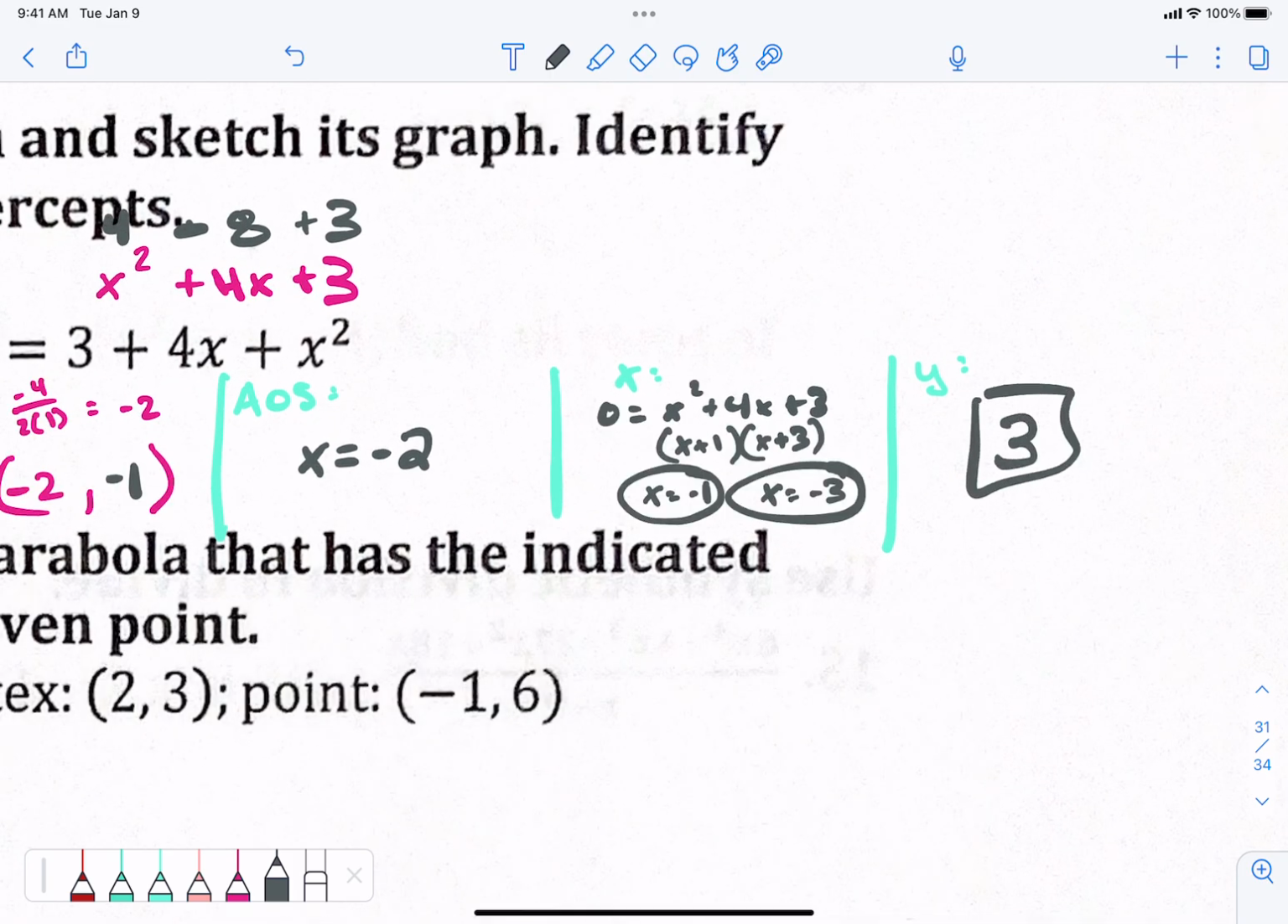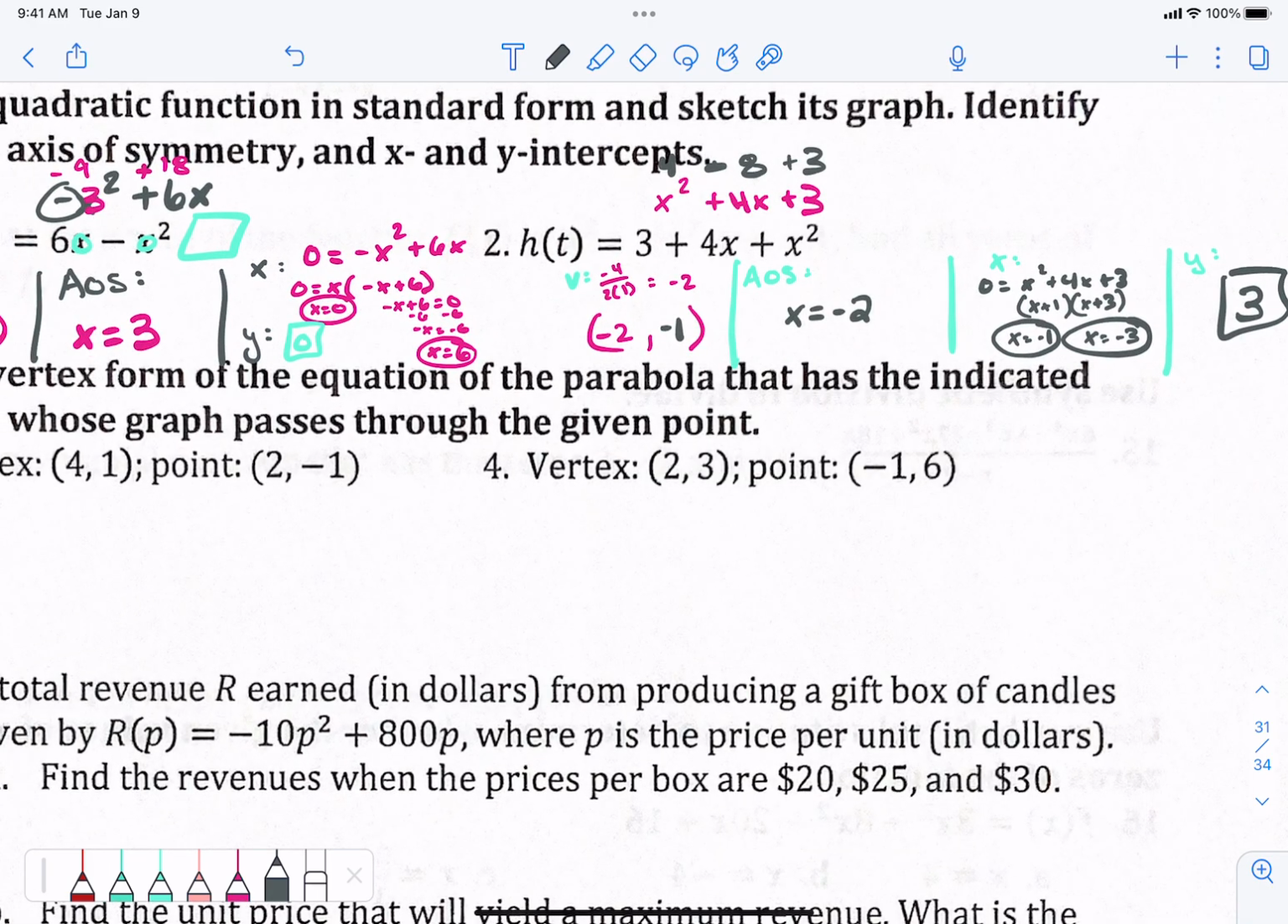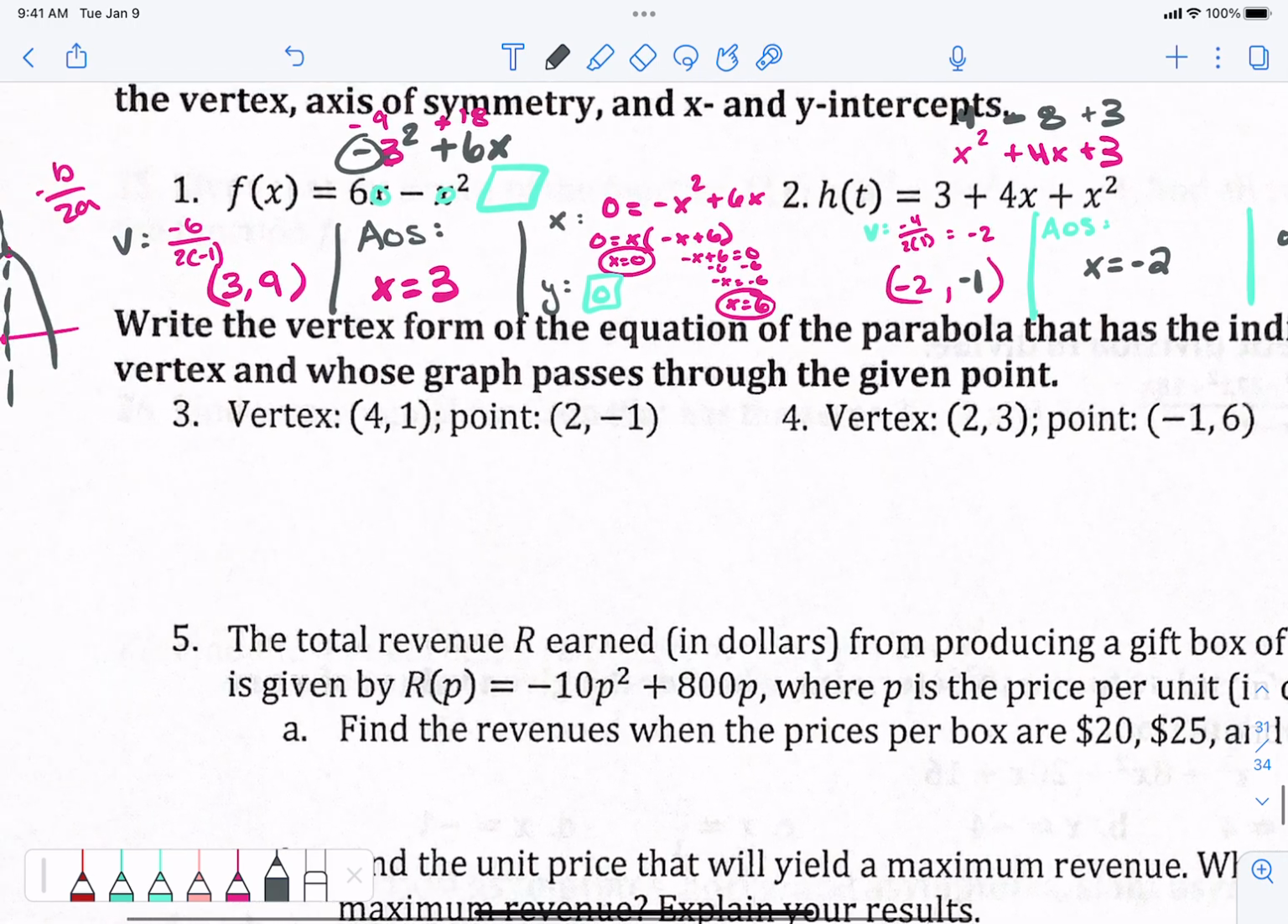Those ones were long because they asked for a ton of stuff. Okay, write the vertex form. The vertex form is y equals a times x minus h squared plus k.